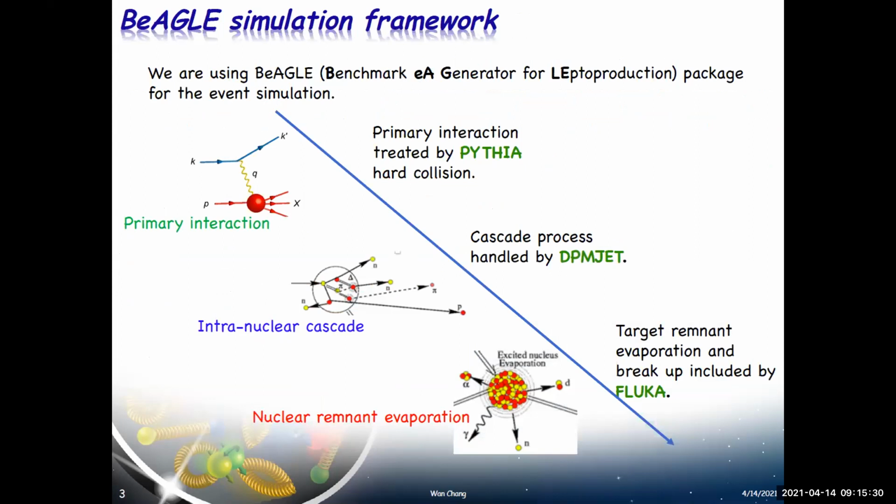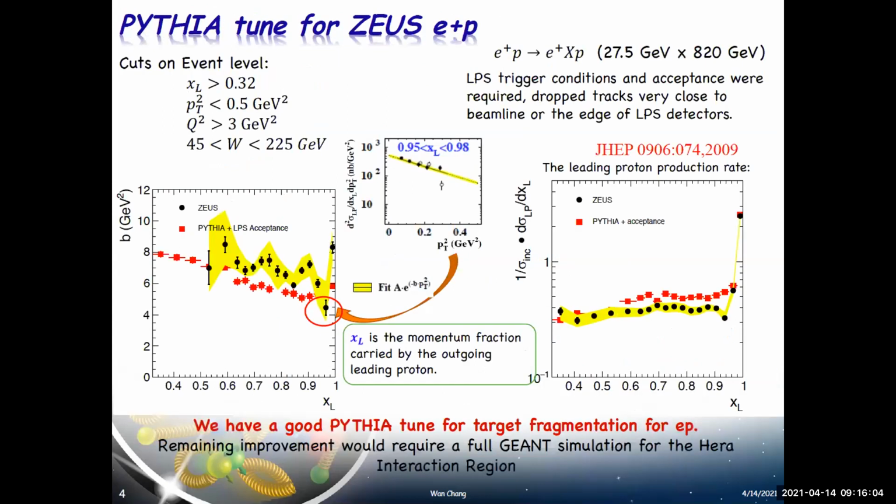BeAGLE is a general purpose e-A generator used to understand the physics and the detector design for e-A collisions at the EIC. It is based on the PYTHIA6 model to simulate the primary electron and nuclear interactions. The intranuclear cascade process is handled by DPMJET. Finally, the FLUKA model is used to describe the breakup of the nuclear remnant. We have tuned the BeAGLE parameters with the experimental results. We tune the PYTHIA parameters by ZEUS electron-proton data.